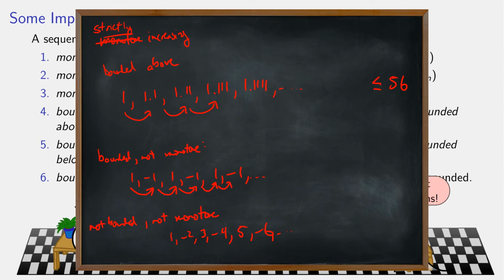You can have a sequence that is not monotone but is bounded. You can have a sequence that is bounded above and monotone decreasing. You can have a sequence that is monotone increasing and monotone decreasing. Okay, so you can combine these sequence definitions in many ways.